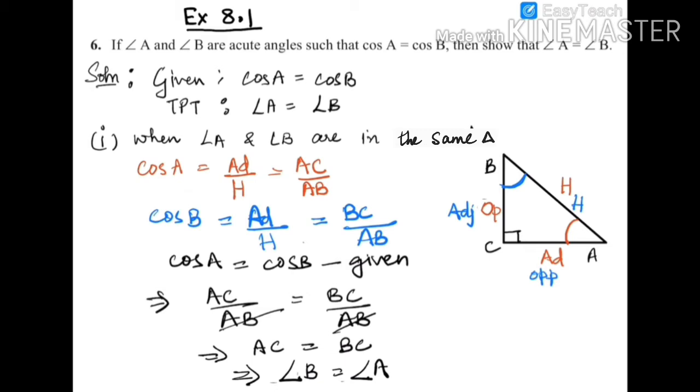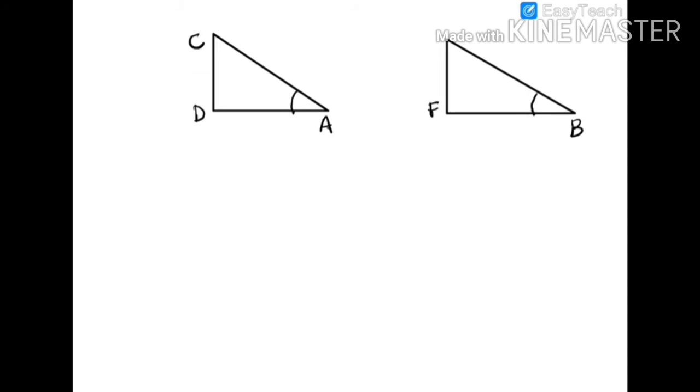Now let's consider the second case when these angles are going to be in different triangles. So draw two right triangles. This is angle A in one triangle and let's mark this angle as B in the second triangle. Mark the remaining vertices as D, C, F and E in the two triangles respectively. Let's mark the opposite sides and the adjacent sides in both the triangles.